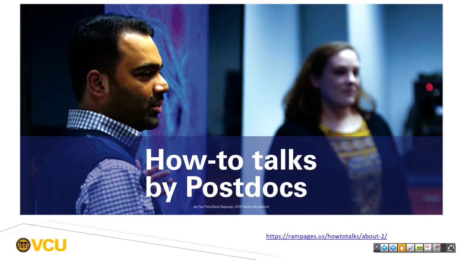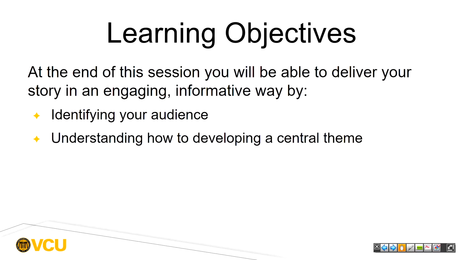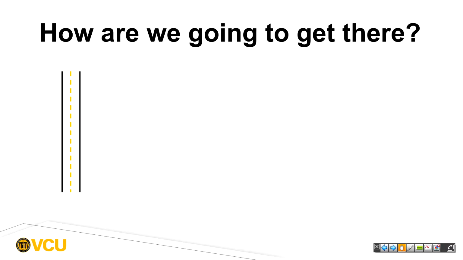Okay? So, to begin, we're going to talk about our learning objectives. By the end of today's session, you will be able to deliver a story in an engaging, informative way by identifying your audience, understanding how to develop a central theme to the talk that you want to deliver, and then tailoring your story to multiple audiences. Okay, so we're going to walk through each one of these steps, and how we're going to get there is by answering these questions. So first we're going to spend some time talking about who you talk to.